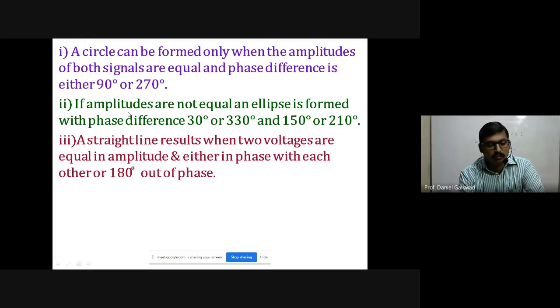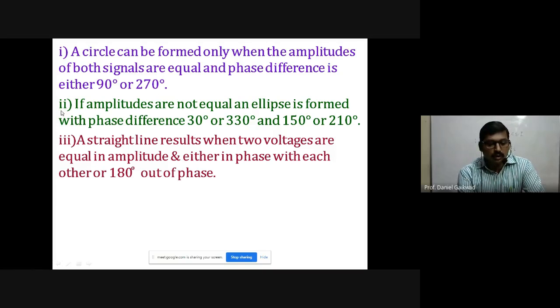Again, we have discussed the same thing in detail. A circle can be formed only when the amplitudes of both signals are equal and the phase difference is either 90 degrees or 270 degrees. Suppose we have one input signal and one reference signal. So these two signals we have to overlap with each other, and after overlapping we have different shapes on the CRO, and one of the shapes is a circle, and for a circle the two signals have a phase difference of either 90 degrees or 270 degrees between them.